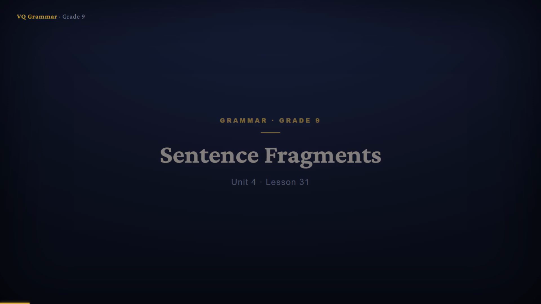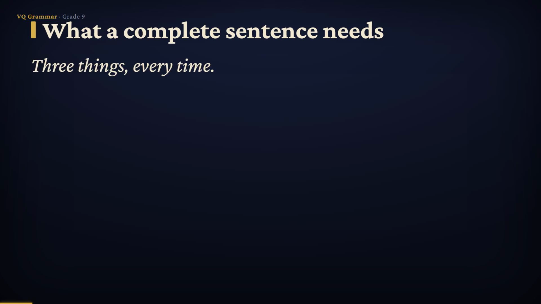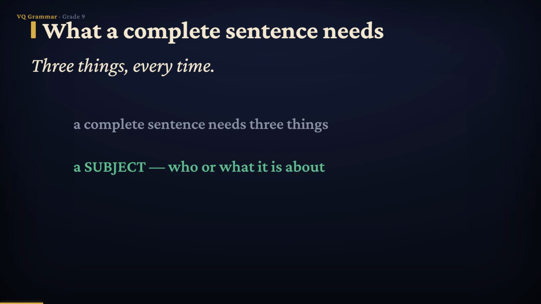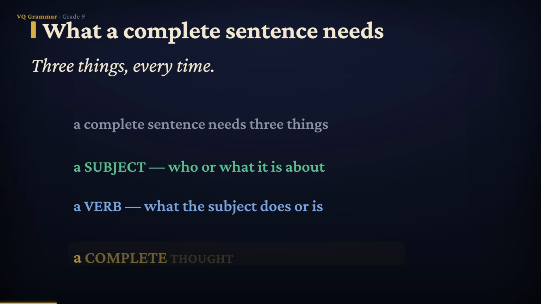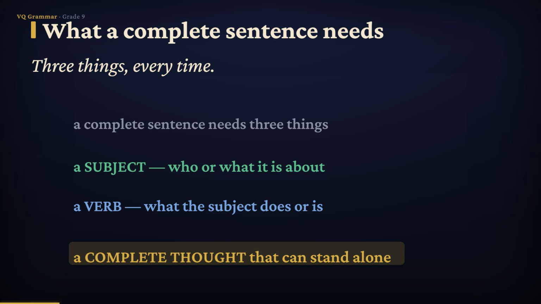Let's dig in. Before we can spot what's broken, let's be sure of what whole looks like. A complete sentence needs 3 things every single time. First, it needs a subject. That's who or what the sentence is about. Second, it needs a verb, the word that tells what the subject does, or simply what it is. And third, once you put those together, they have to express a complete thought, an idea that can stand on its own 2 feet. Miss any one of those 3, and what you're left with is a fragment.